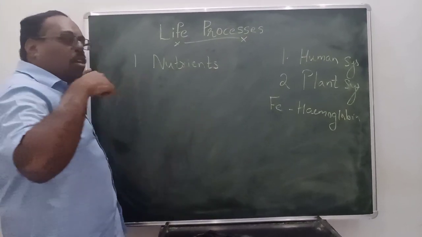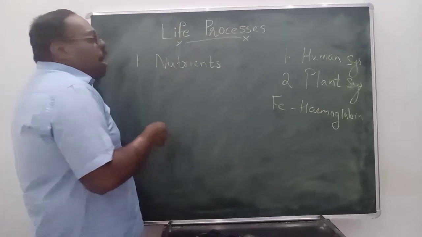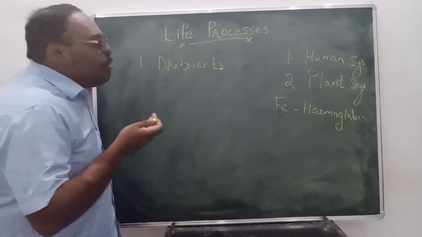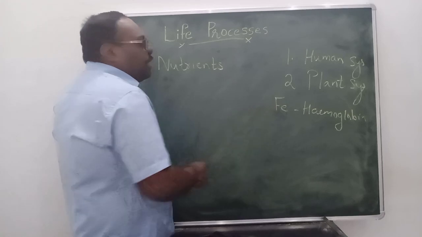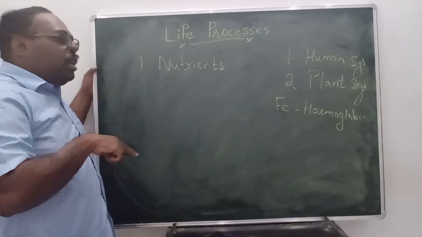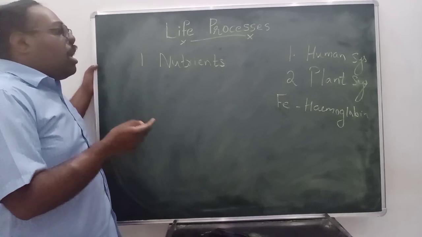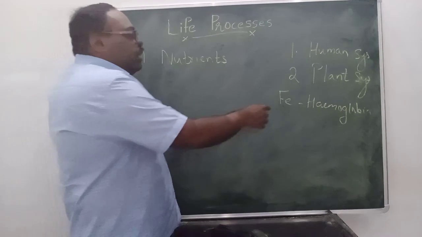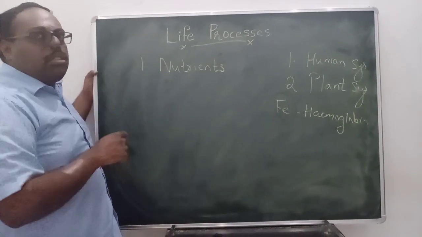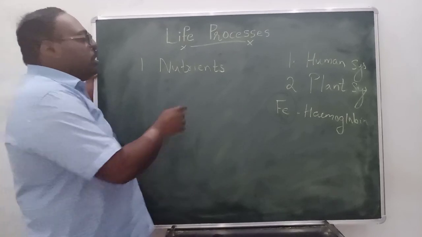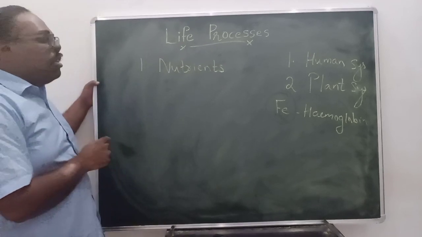So if our body needs iron, that is Fe, my body or any mammalian body doesn't have the capacity to produce this iron. So we have to take these nutrients from outside. Those chemicals or biomolecules which help us to sustain our life are known as nutrients.